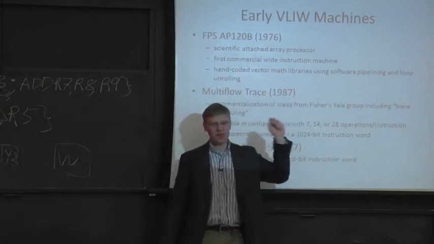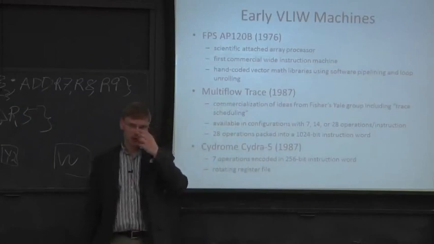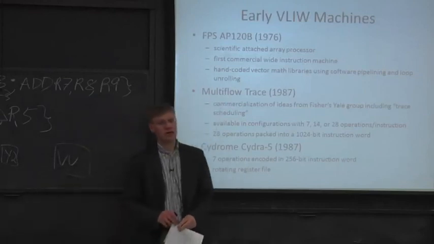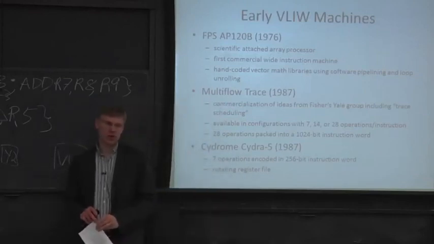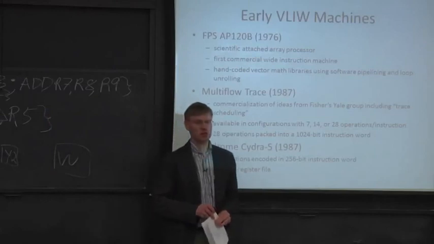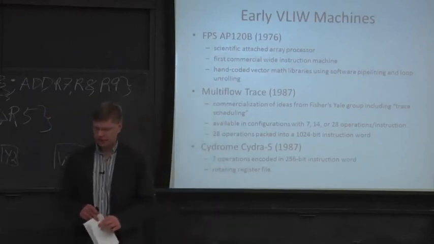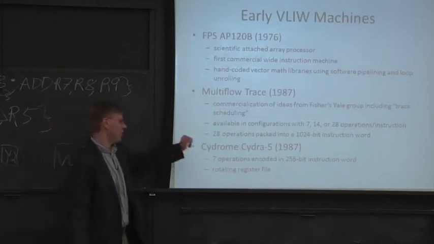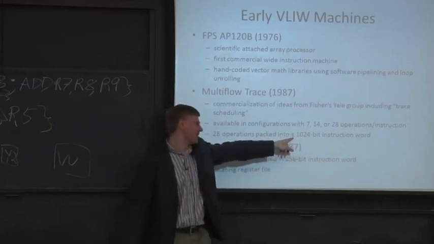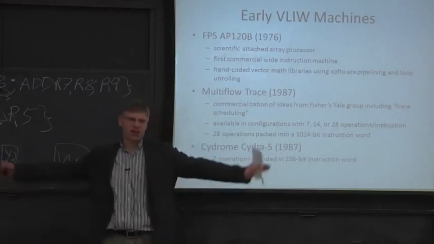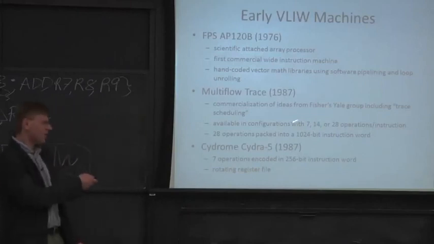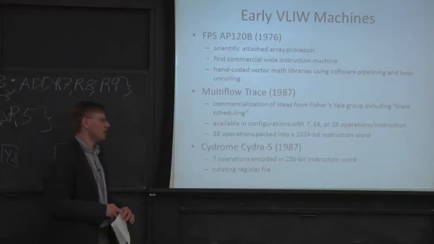Probably when people talk about VLIW, the thing that pops into their head first is actually the Multiflow Trace processor, which was made by a small startup company called Multiflow. This was an outgrowth, actually, of a bunch of research that was done at Yale, by Josh Fisher and a bunch of his students. And I won't go into too much detail here, but one of the interesting things is they really did have a very long instruction word here. 1,024-bit-long instructions. So this is like a beefy instruction. And you can have anywhere from 7, 14, or 28 operations per instruction.